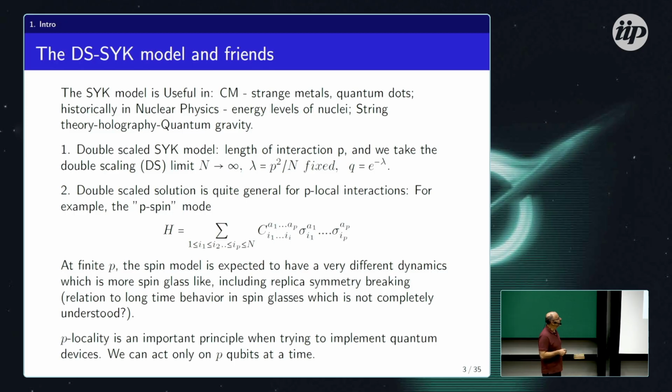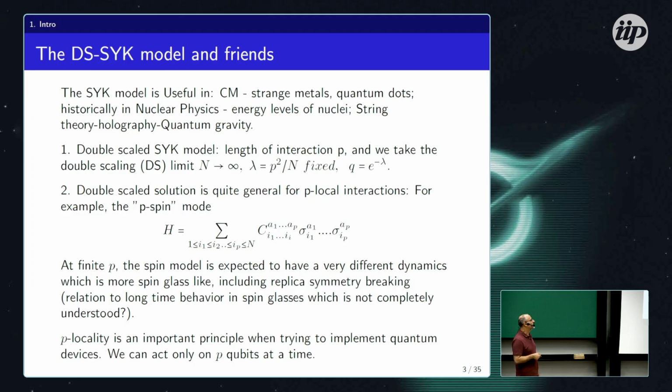Now, what makes this model interesting is that it's very universal to just about any p-local interaction that you will take. So, for example, a model that's been studied a lot in the spin glass literature is: take n copies of the spin-1/2 representation of SU(2), and have your Hamiltonian be a sum with random coefficients over chains of length p of Pauli matrices. So the double scaling solution of this is the same as the double-scaled SYK.